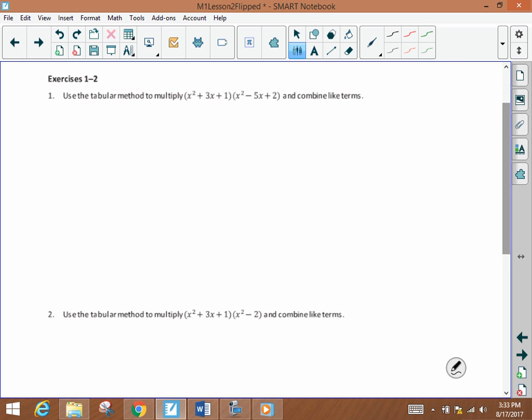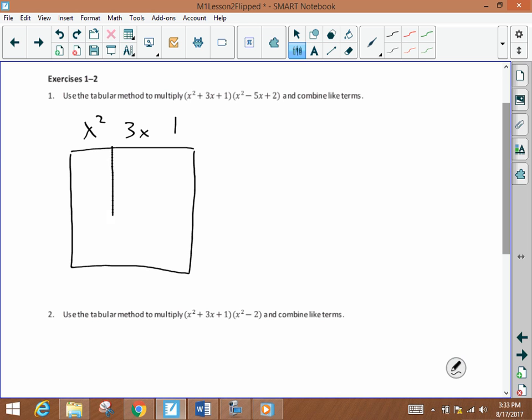Here we go. So let's use the tabular method to multiply these. So what have I got? I've got 3 on the top, right? So I've got a nice rectangle there. I've got my 3 terms on the top. And then I'm going to put this x squared minus 5x plus 2 on the side. And I'll make a grid for that also.